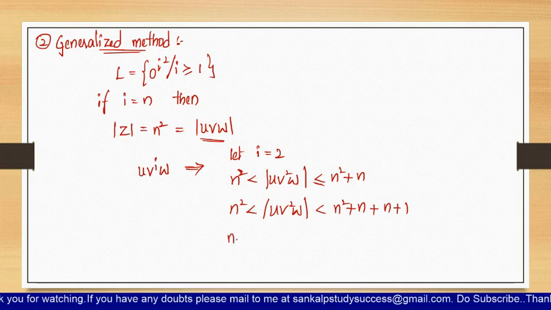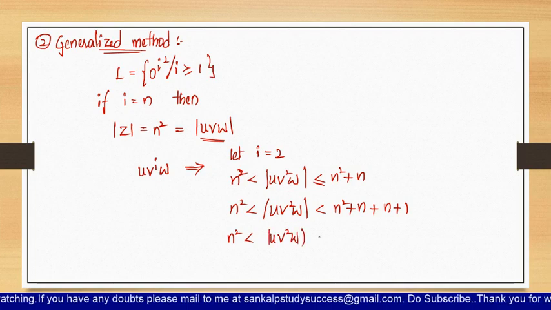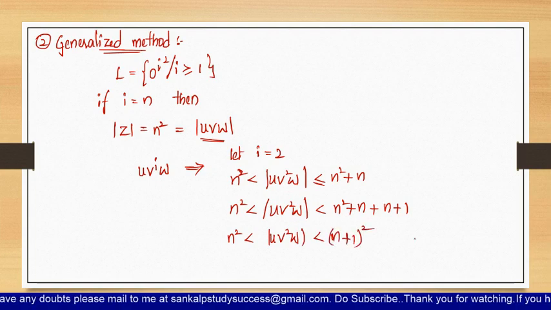So what are we going to prove here? n square is less than mod u, v square, w, which is less than n square plus 2n plus 1, which is nothing but n plus 1 whole square. So n square is a square of an integer, and n plus 1 whole square is the square of the successor integer. That means this u, v square, w is lying between two consecutive squares.